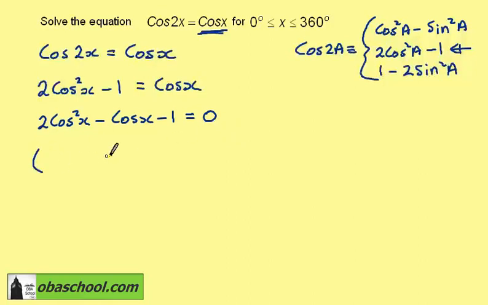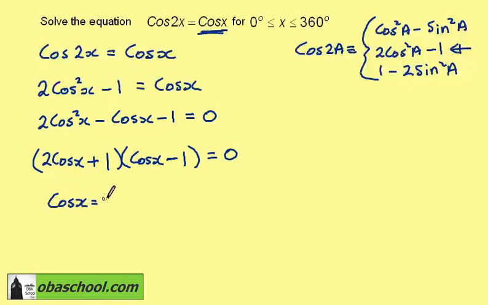This does factorize. You can use any method at all to do the factorizing. You should get 2 cos x, 1 and 1, and this one is a minus and this one is a plus. This first bracket gives us cos x is equal to minus a half, and the second one that cos x is equal to 1.